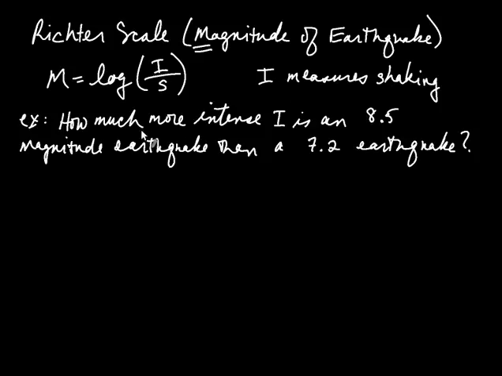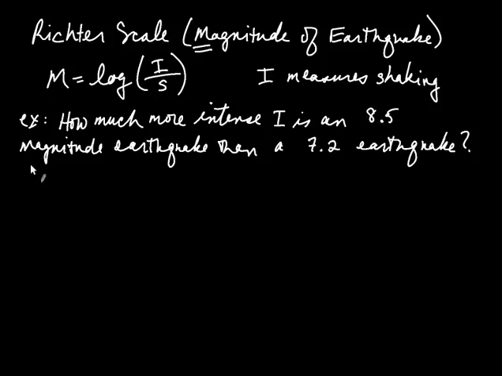So for example, in this problem, how much more intense is an 8.5 magnitude earthquake than a 7.2 earthquake? In other words, if somebody reports an 8.5 and somebody else reports a 7.2, how much more intense is the first earthquake than the second earthquake? First of all, note that in both cases we're given the magnitude. This is the magnitude of earthquake 1, and this is the magnitude of earthquake 2.